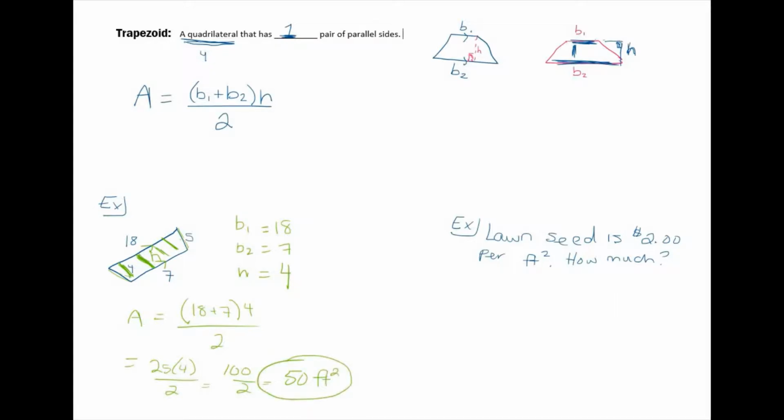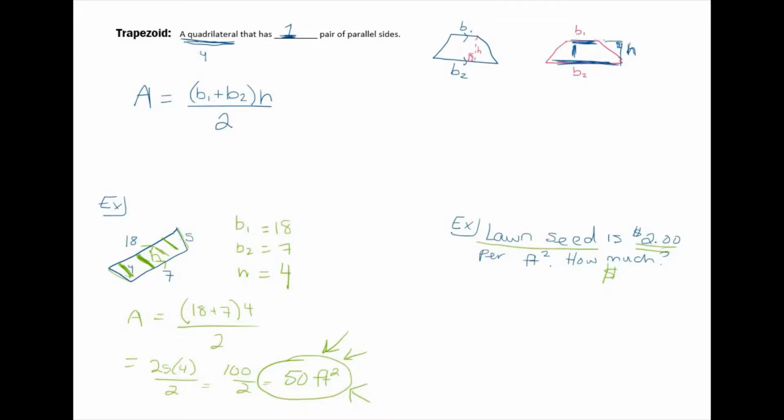And this is just a very small garden out in front of my house. And there's no grass on this piece of my garden, but, you know, Rosie loves her grass. So we need to figure out that lawn seed is $2 per square foot. So how much money will it cost me to put grass seed on my 50 square foot lawn?